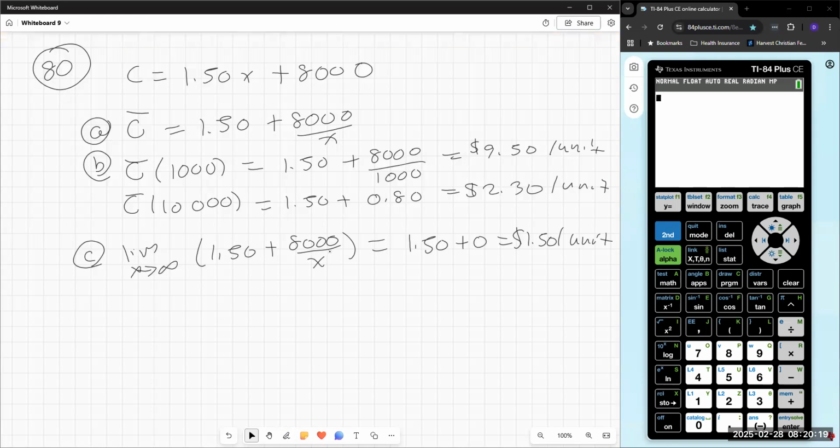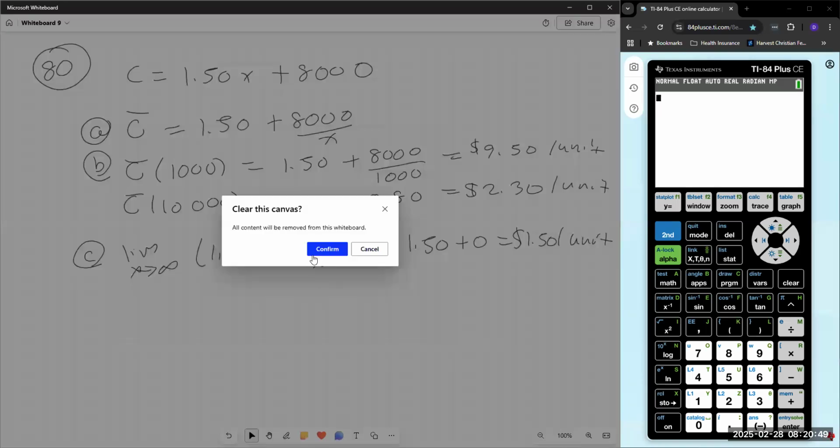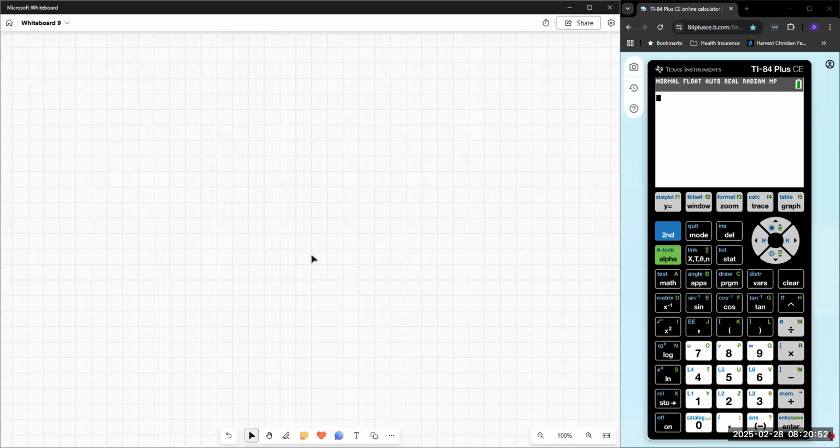The 8,000 over X represents the variable cost. This is per unit. And this variable cost can be diminished with economies of scale, but the fixed cost remains constant no matter how many units we produce. So that's our ideal that we can approach, but we just won't get there. Let's go ahead and look at number 81 now from the textbook.